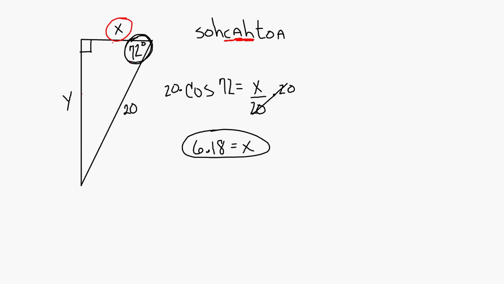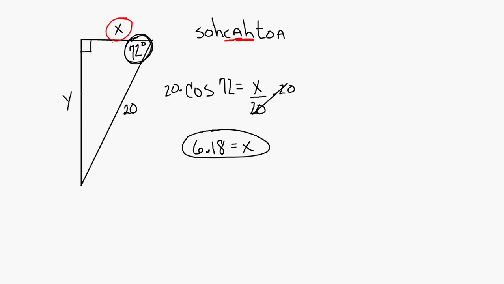Okay? Ronaldo, what buttons are you using to get that answer? I'm doing 20 times 72 cos equals. Okay. So the letters go last? Yes. You guys got to enter the number first and then the cosine.